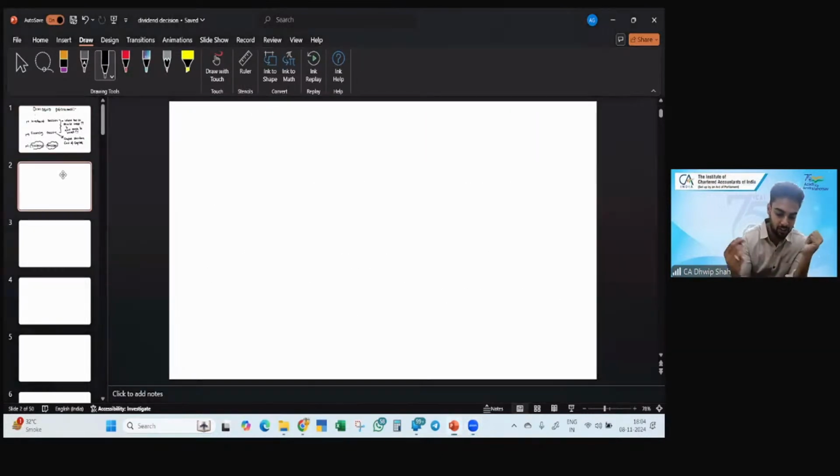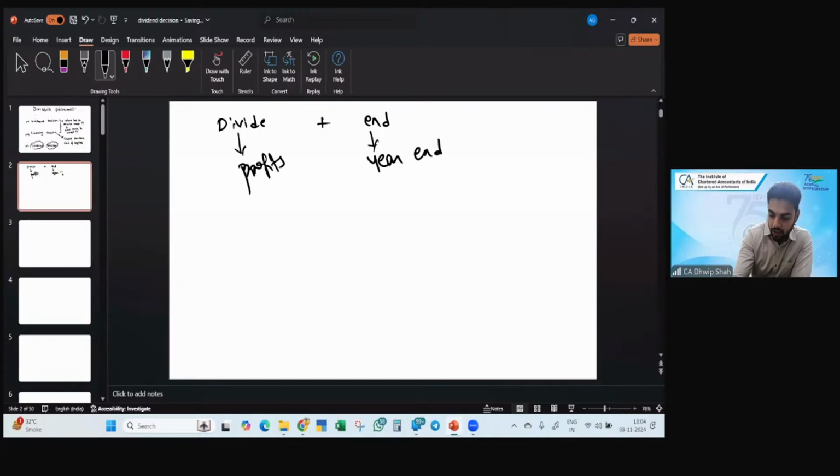What do you mean by dividend, students? Very simple. Just for your general knowledge, dividend is coined from two words: divide and end. Which are those two words? Divide and end. Divide what? Divide profits at the year end. This is how the word dividend has been coined. Divide the profits at the year end. That is called dividend. Understood?